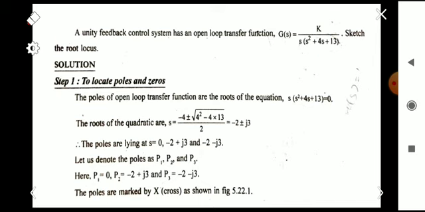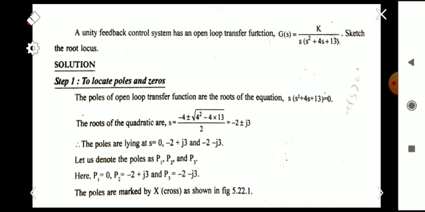Normally we know that a root locus will start from a pole and end at a zero. So here there are 3 poles, so 3 root locus branches will start, and there are no zeros here, so all the root locus branches will end at the zeros at infinity.